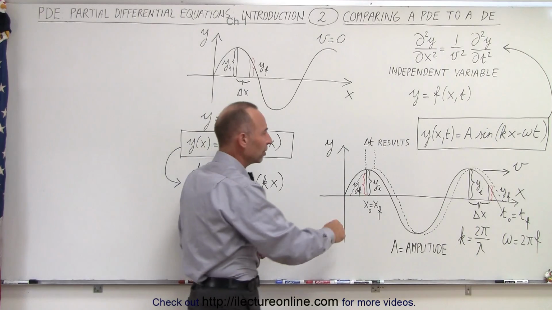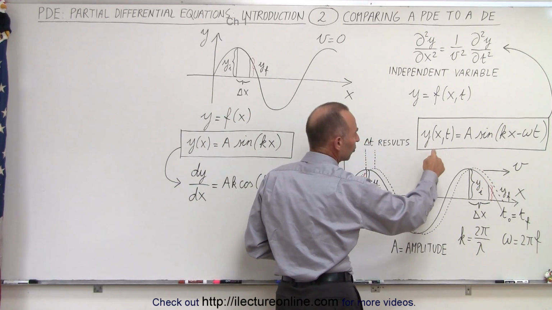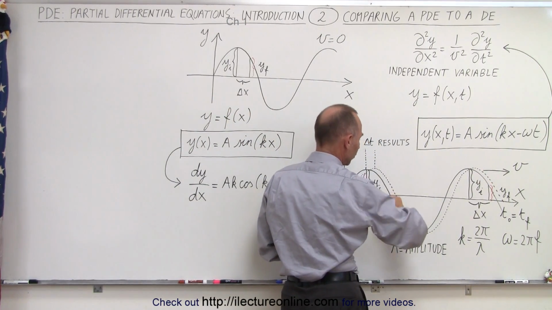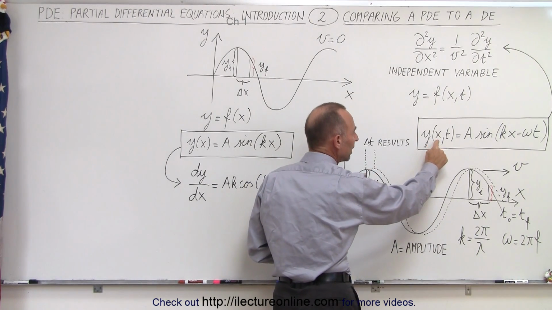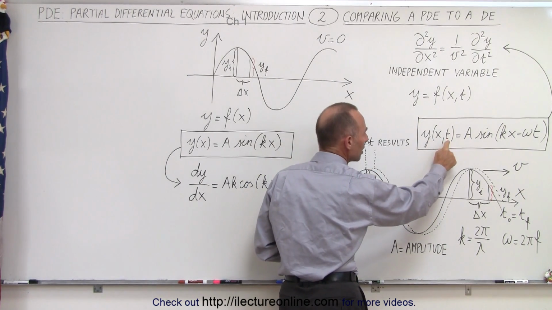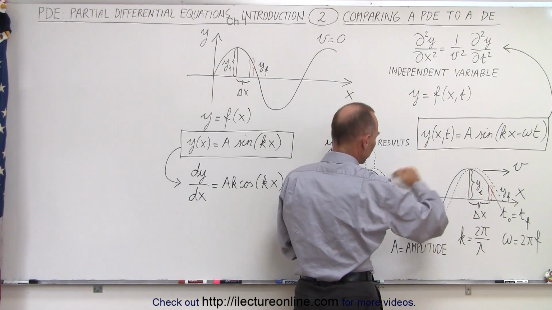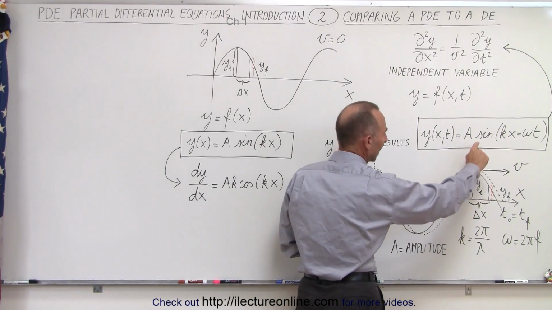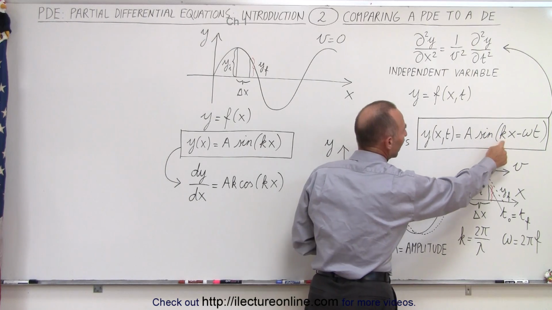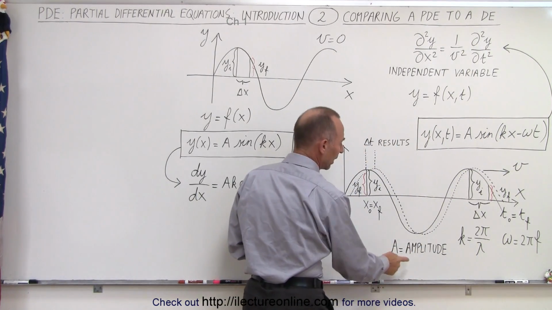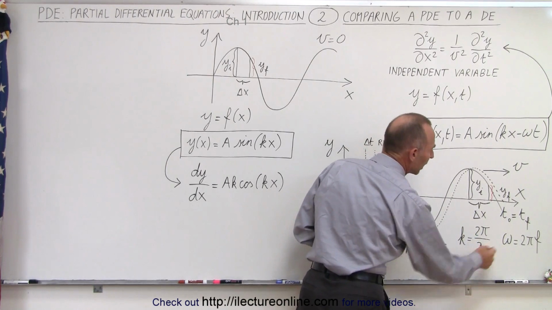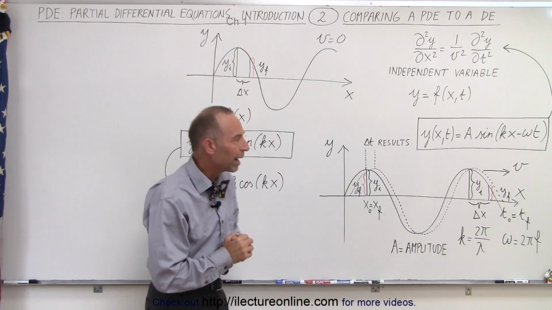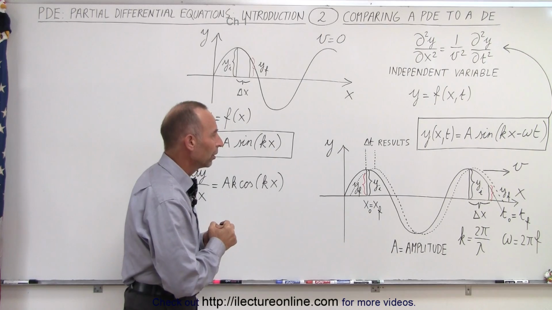So the equation that describes this wave in one dimension is that the variable y, the function y, which is the height away from the x-axis, depends on two independent variables x and t. And the equation is equal to the magnitude of the oscillations, A, the amplitude, times the sine of kx minus omega t, where A is the amplitude, k is the wave number, 2 pi over lambda, and omega is the angular frequency, 2 pi times the frequency.